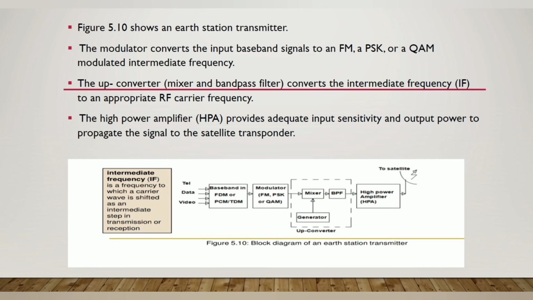Figure 5.10 shows a station transmitter. The modulator converts the input baseband signal to an FM, a PSK, or a QAM modulated intermediate frequency. The up converter, which consists of a mixer and bandpass filter, converts the intermediate frequency IF to an appropriate RF carrier frequency. The high power amplifier, HPA, provides adequate input sensitivity and output power to propagate the signal to the satellite transponder. This is figure 5.10.